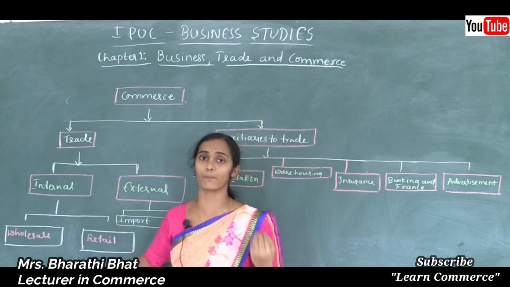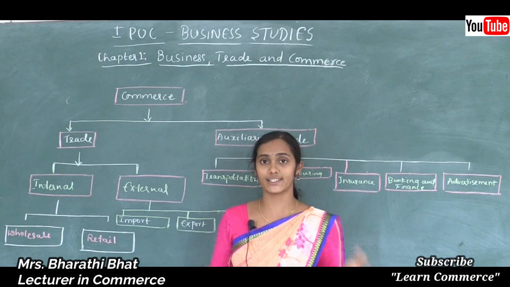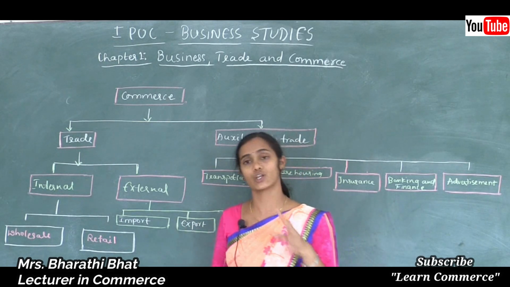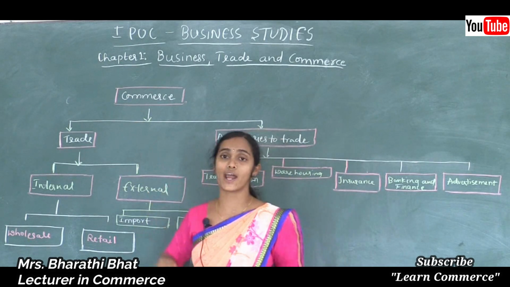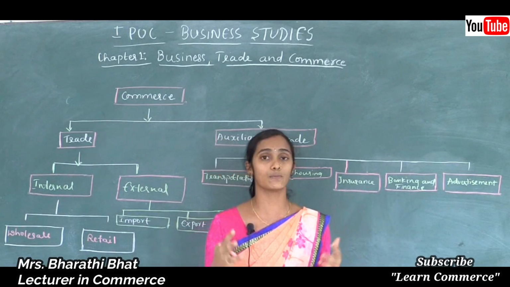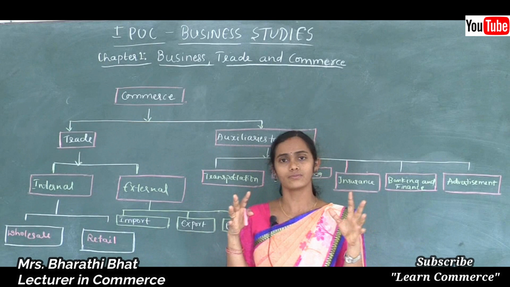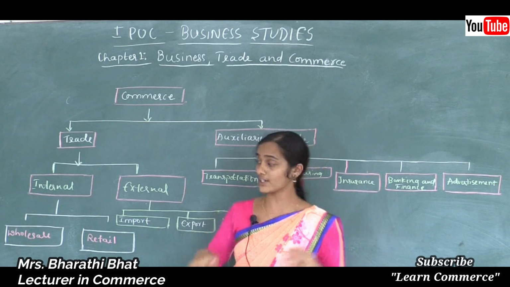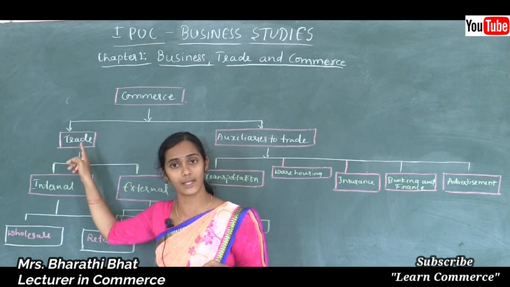So hindrances of place can be removed by trade, thereby making the goods available to the consumers from the producers. In the same way, transport facilities may remove the hindrances of time. Hindrances of person can be removed by trade.